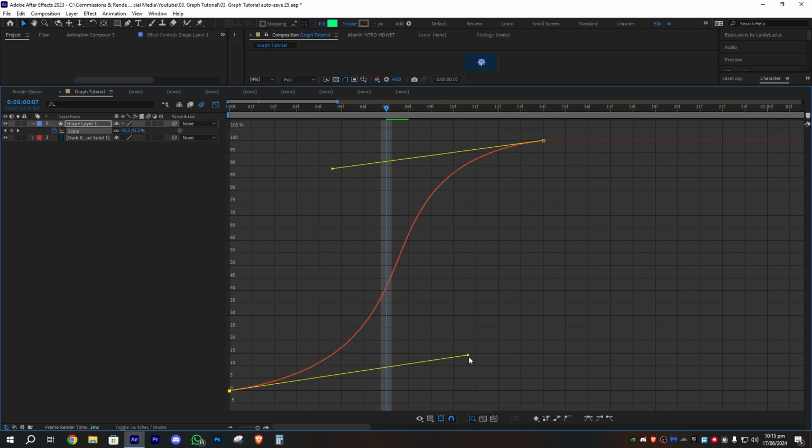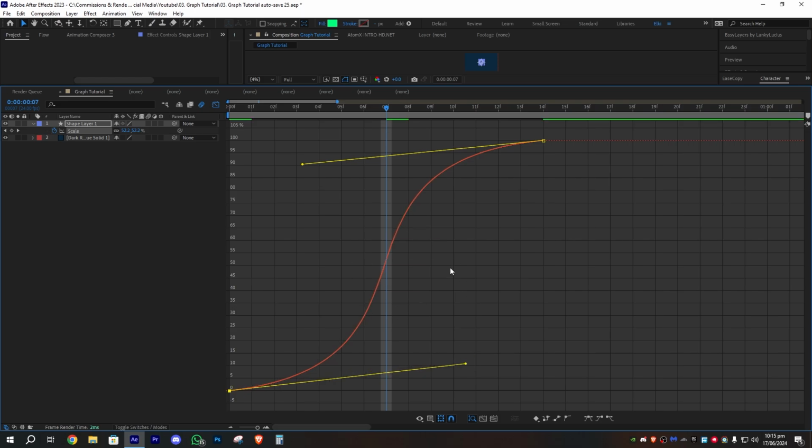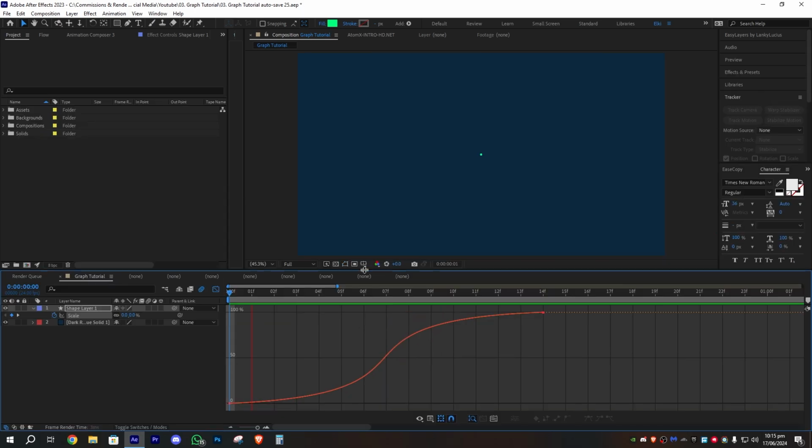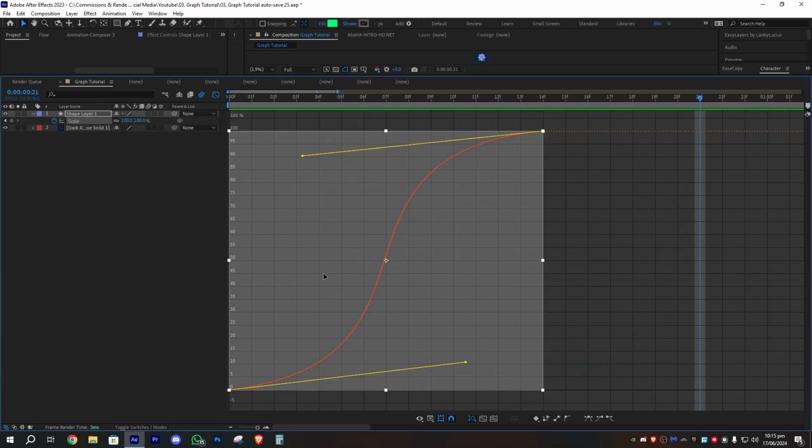That's why the value graph comes in clutch. It gives you a lot more customizability and a lot more options to play around with. Now it's still gonna be fast in the middle, but it's gonna be relatively smoother. As you can see, it's a lot smoother. That's something that will come with time. You have to practice the graph.